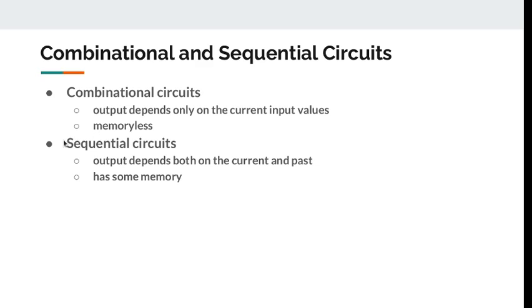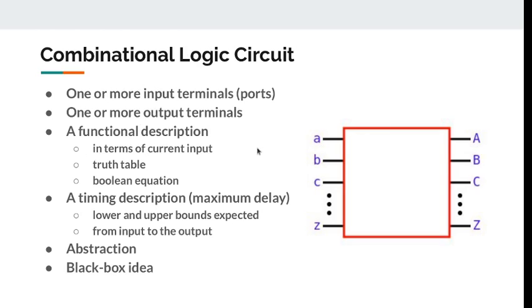And different from it, we have the sequential circuits, because on the sequential circuits, the output depends also on the current inputs, but also on the past results that you have from that circuit. So you have some memory, you have some feedback from the past into your circuit. But today we're only going to talk about combinational circuits. And in the future, this course also covers sequential circuits.